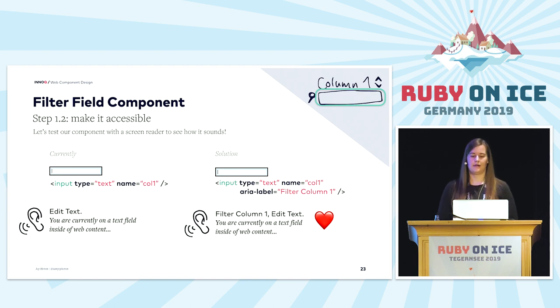Filter column one edit text. You are currently on a text field inside of web content. To enter text in this field, type. To exit this web area, press Control Option Shift up arrow.